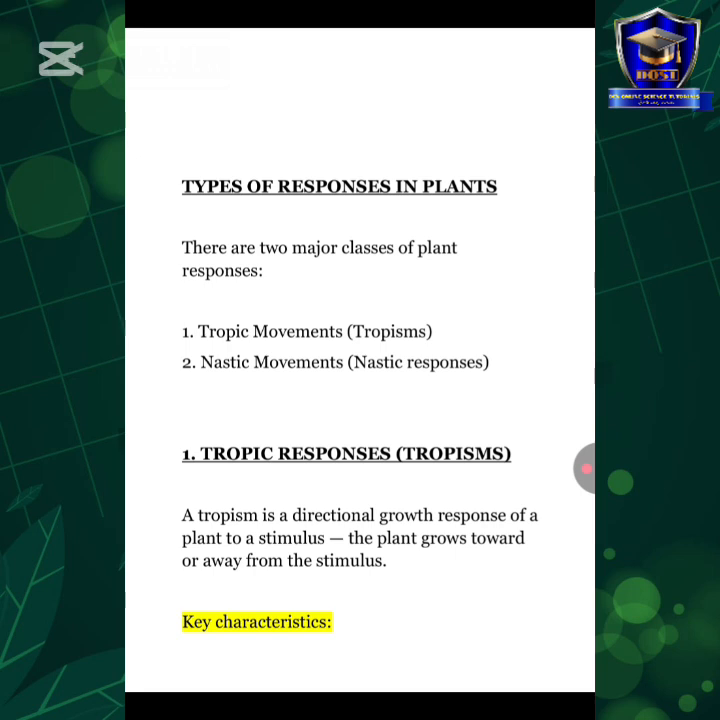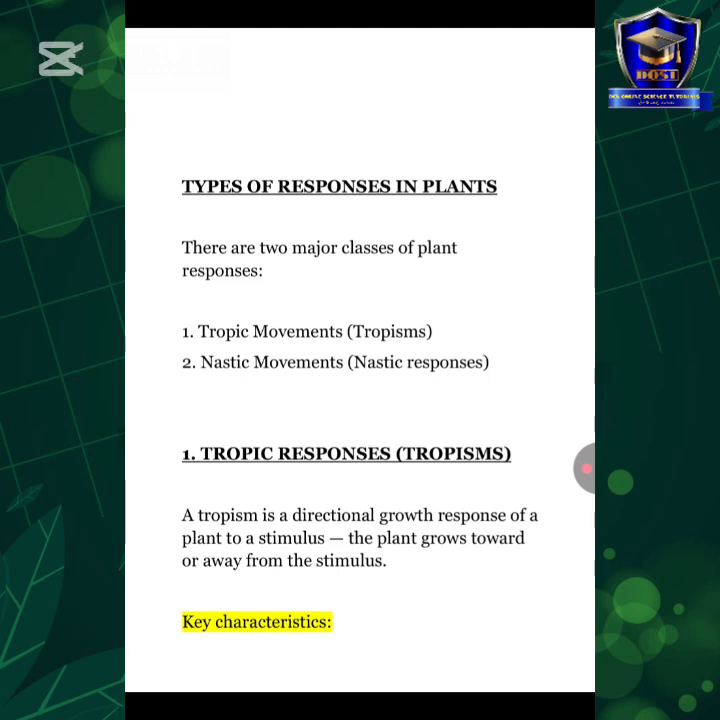Okay, so generally, if you're talking about plants, we only have two types of response: either the tropic response, which is called the tropic movement, or tropism, and then the nastic response or nastic movement. So these are the two types of movement that plants exhibit. If their movement is not tropic, it has to be nastic. Okay, so what is tropic response, also called tropism? What is this all about? Well, tropism is a directional growth response of a plant to a stimulus. So the plant either grows towards the stimulus or grows away from the stimulus.